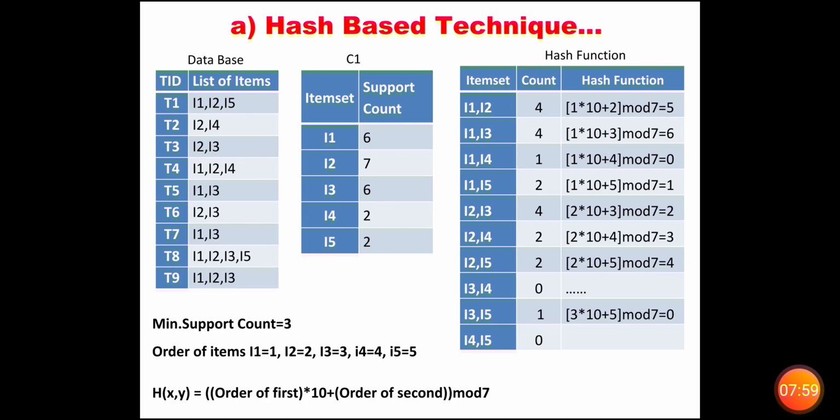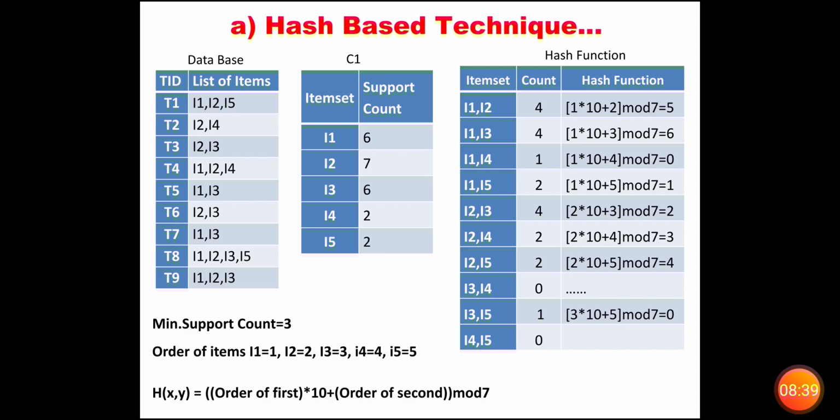Again, I1, I3. The I1, I3 occurs in the database 4 times, with the same combination. So the count is 4 over here. Then I1, I4 1 time, I1, I5 2 times, I2, I3 4 times, I2, I4 2 times, I2, I5 2 times. Then I3, I4: there is no combination in the database, so it is 0. Then I3, I5 occurs 1 time, so the count is 1. I4, I5: there is no combination in the database, so the count is 0.